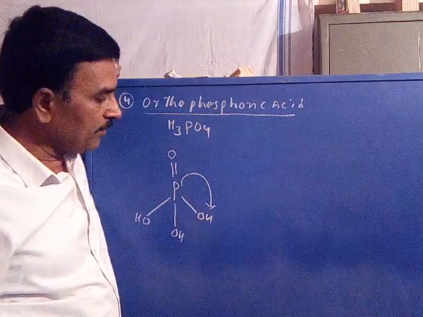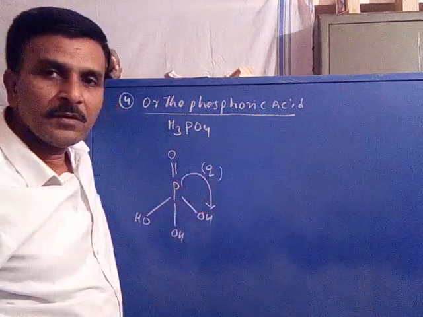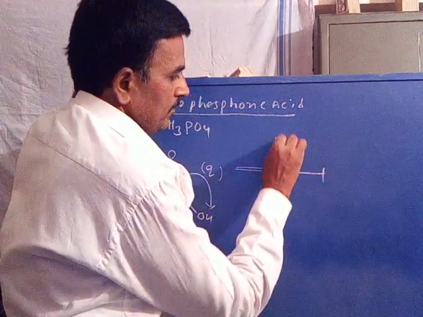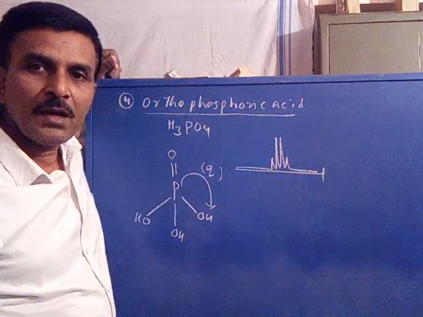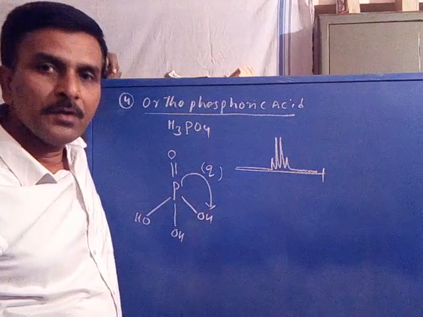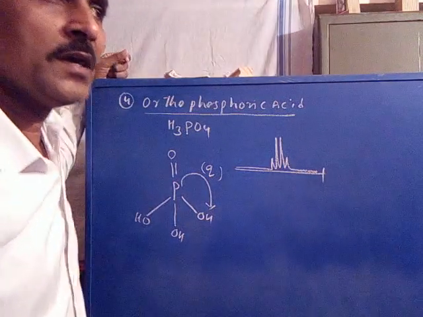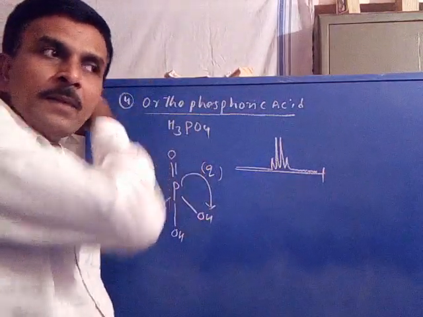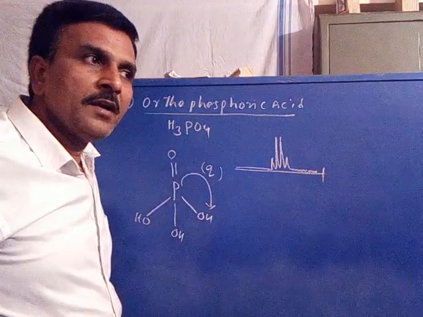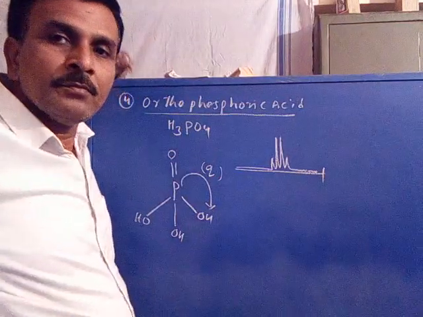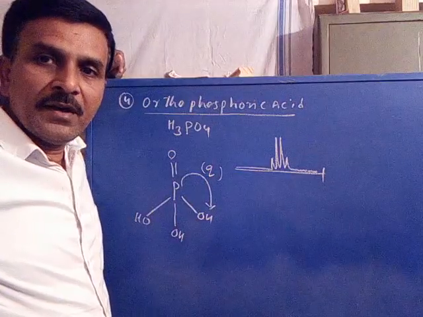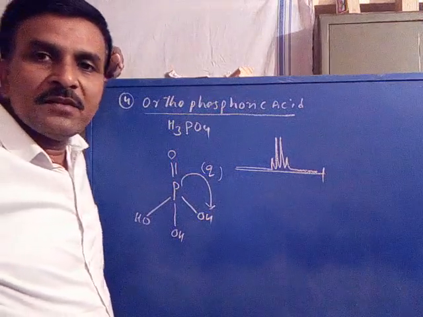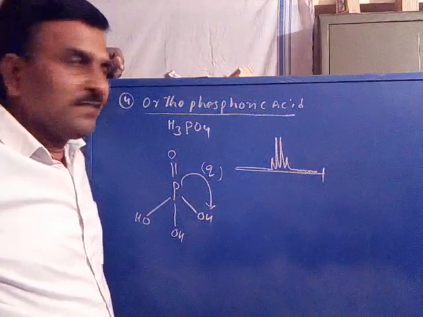So 3 plus 1, it becomes a quartet. So the signal appears as a quartet. Why does the quartet appear? Due to the coupling with hydrogen. How many hydrogens are there? Three hydrogens, and all are equivalent. So the phosphorus nucleus coupled with the three equivalent hydrogen nuclei has its signal split into a quartet. Only one signal appears, as a quartet. So this is the phosphorus NMR spectrum for orthophosphoric acid.